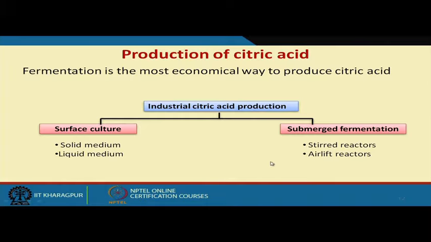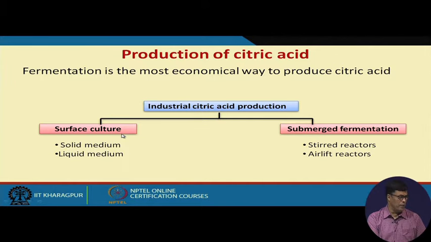Now, citric acid can be produced in 2 different ways. One is called surface culture, another is submerged culture. Surface culture, because this is an aerobic fermentation process, means that we keep more surface area, so that diffusion of oxygen takes place in the fermentation media and growth of the organism takes place.